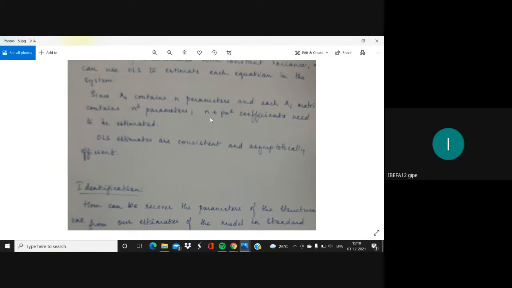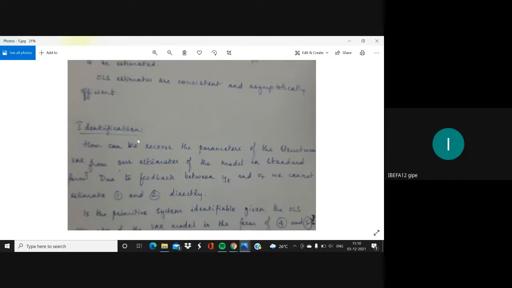So you can clearly see that your VAR model is likely going to have a very large number of parameters or coefficients. But the OLS estimates will be consistent and asymptotically efficient. They will have minimum variance amongst all the class of linear unbiased estimators.